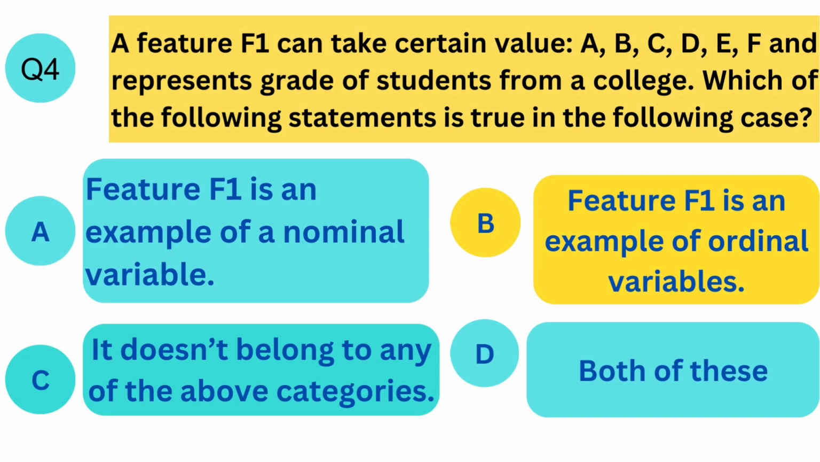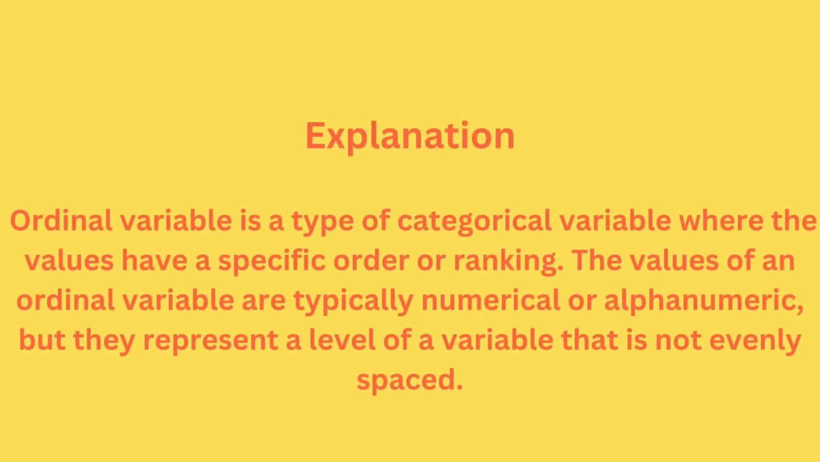Ordinal variable is a type of categorical variable where the values have a specific order or ranking. The values of an ordinal variable are typically numerical or alphanumeric, but they represent a level of a variable that is not evenly spaced.